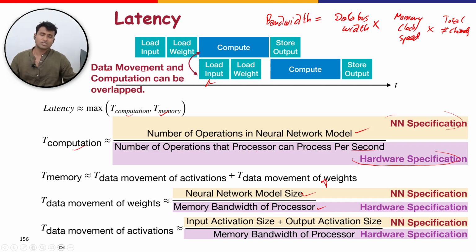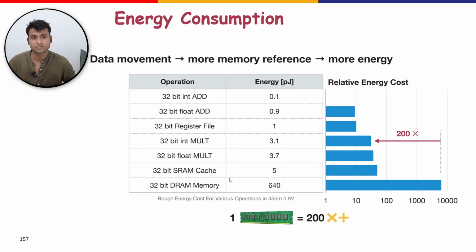We will discuss this somewhat later, but as of now you can see how the data movement of weights is calculated. For both weights and activations, the denominator is the same, the memory bandwidth of the processor. But for weights, the numerator is the neural network model size, and for data movement of activation, it's the input activation size plus the output activation size. These things will become a little more clear when we discuss it with an example, so wait for it.